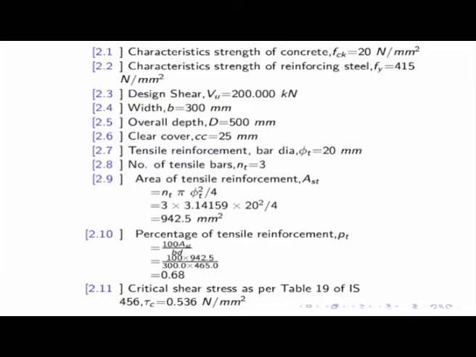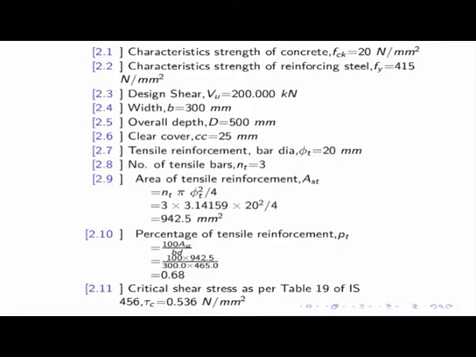It is very easy to give since I am doing it by programming. So this I have given. Tensile reinforcement 20 millimeter dia, 3 bars. So it is coming 942.5. You can consider 942 square millimeter, that is sufficient.